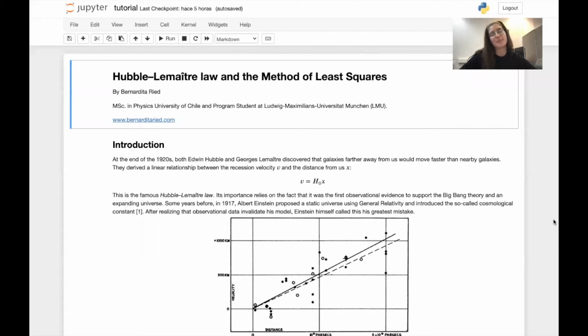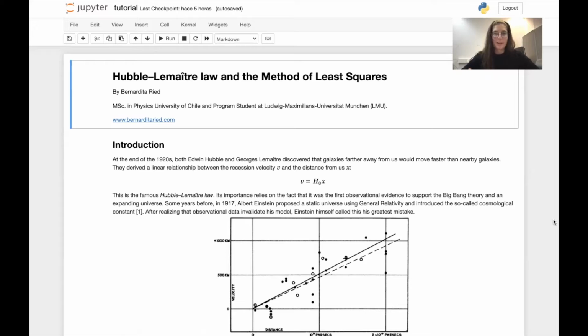I'm a master's student of physics at the University of Chile and also a program student at the University of Munich in Germany. Today, I'm gonna talk a little bit about the Hubble-Lemaitre law and also how we can use the method of least squares to estimate a super important quantity called the Hubble constant that helps us to understand what is more or less the size of our universe.